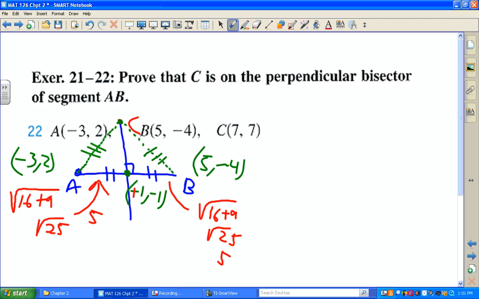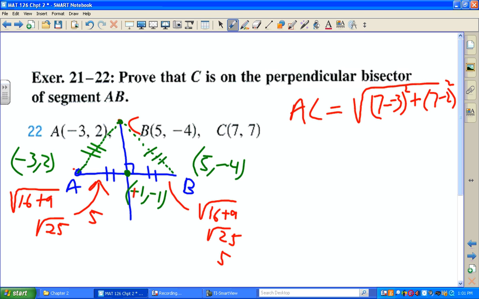Oh, if we could do the distance from A to C and the distance from B to C, that should be the same, shouldn't it? Yeah, we can do that. So what's the distance from A to C? The distance would be the square root of 7 minus negative 3 squared plus 7 minus 2 squared.